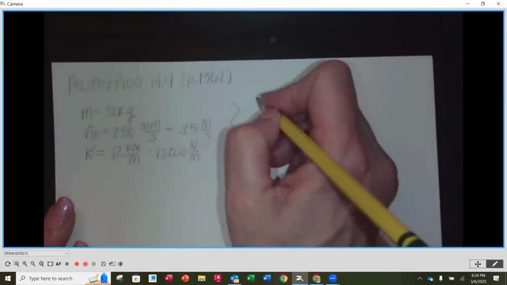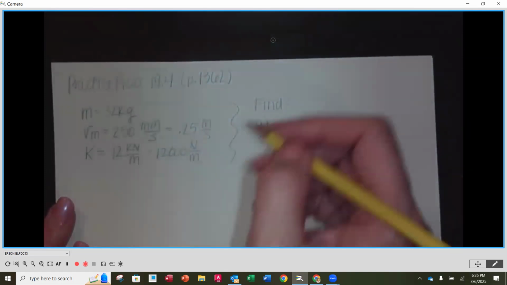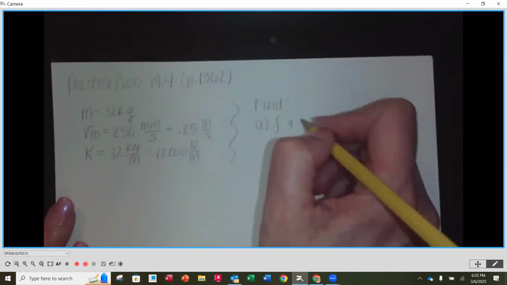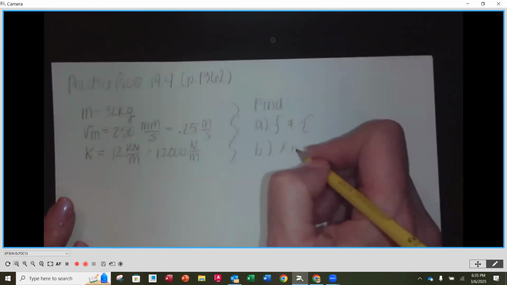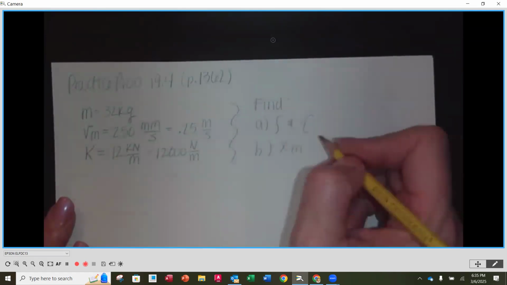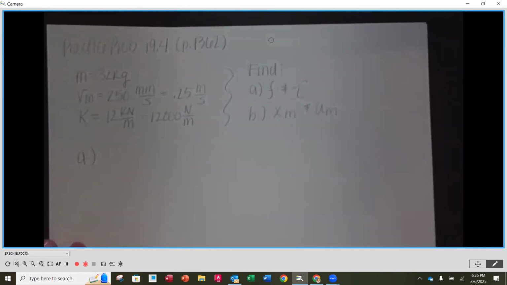Now we need to find the frequency and the period. And in part B, they want us to find the maximum distance that it moves and the maximum acceleration. So again, we can go back to our equation sheet and look for the formula to calculate the frequency and the period.